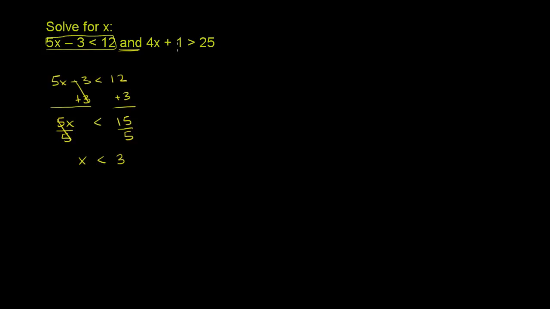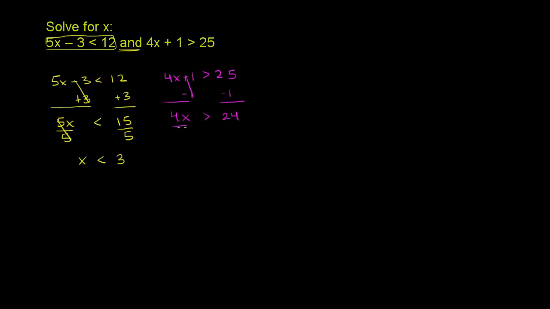But we have the second constraint as well. We have this one. We have 4x plus 1 is greater than 25. So very similarly, we can subtract 1 from both sides to get rid of that 1 on the left-hand side. And we get 4x, the 1s cancel out, is greater than 25 minus 1, which is 24.